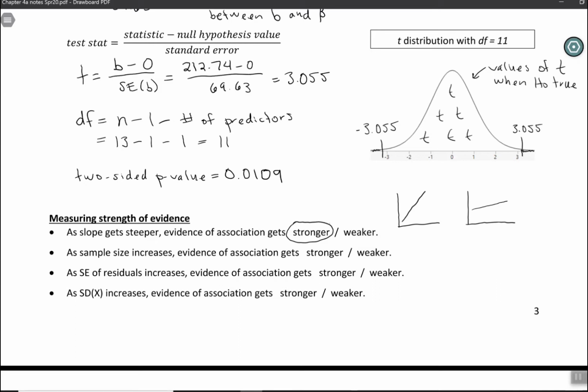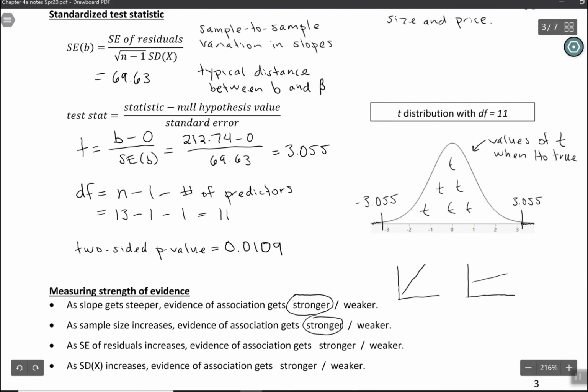As the sample size increases, the evidence of the association again gets stronger. And this is probably not too surprising at this point. We've seen this in lots of different contexts, but you can also see it from the standard error here, right? As your sample size gets bigger, your standard error gets smaller. That's going to make your whole t-statistic bigger.